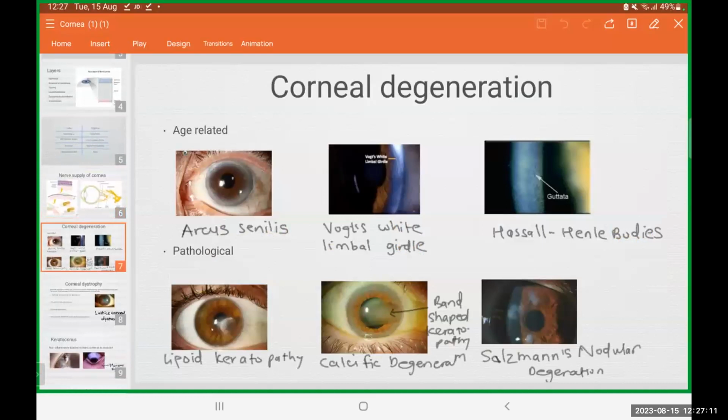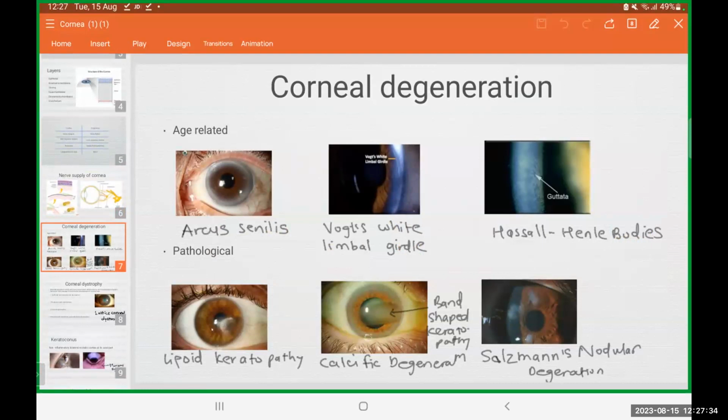Then the clinical significance: corneal degeneration. Degeneration mainly occurs due to age and some pathological reasons. For age-related degeneration, the first image shows the arcus senilis. It is caused by lipid deposition at the periphery. Then Vogt's white limbal girdle. And the third image shows the Hassall-Henle bodies.